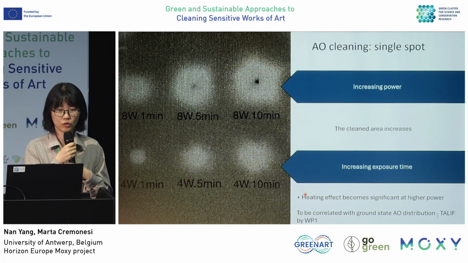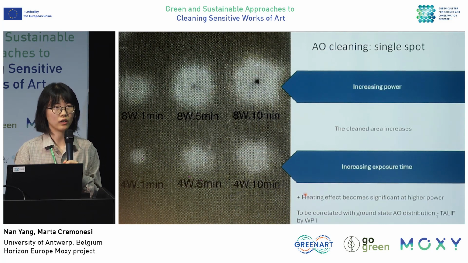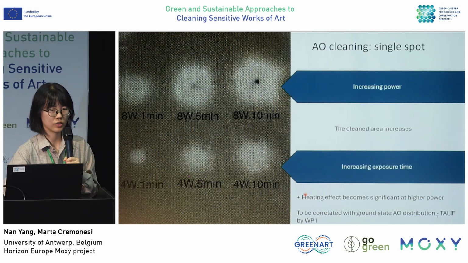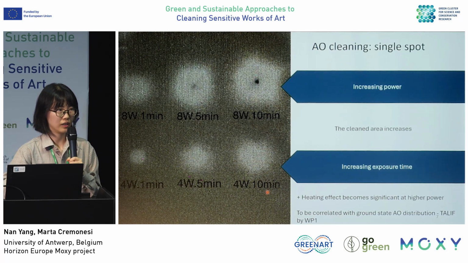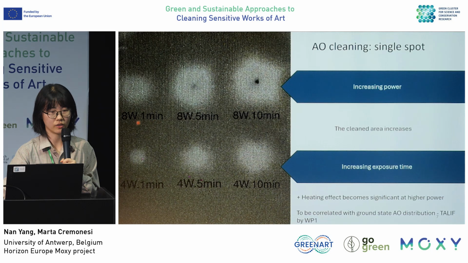So it's important to see how it can go, where the range of power and the exposure time are. We started with a single spot without moving. As you can see, there's a huge difference between 4 watt and 8 watt. By increasing the exposure time from 1 minute to 10 minutes, the cleaning area is enlarged. It's also more clear at a higher power, at 8 watts, you can have certain damage in the center, especially. And this is in the case of an organic silk object.